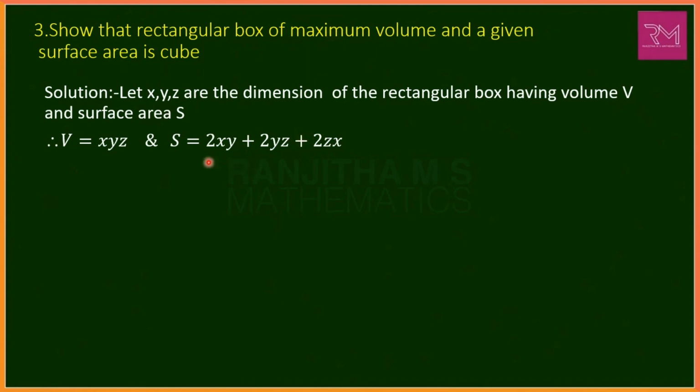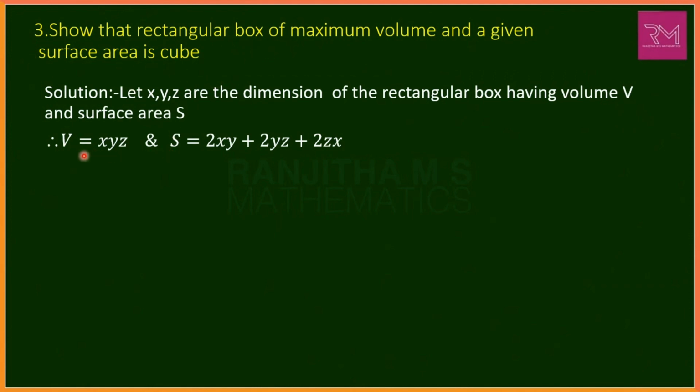Hence, we have to consider the general formula, that is for a rectangular box, the total surface area is given by S is equal to 2 into length into breadth plus 2 into breadth into height plus 2 into height into length. This is a general formula. Also, the volume is given by x into y into z. In this, we have to show that the rectangular box of maximum volume and the given surface area is a cube.